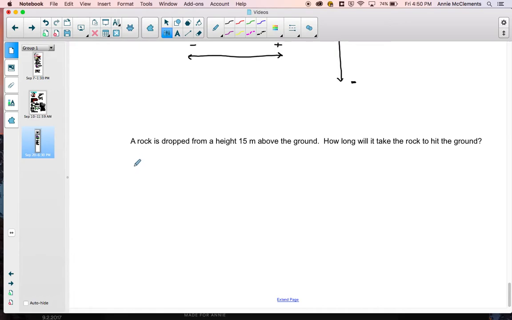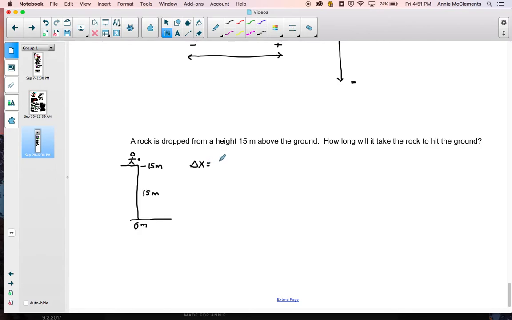Well, we're given a height. I like to draw a picture here. So 15 meters. Here's the ground. And maybe we've got a guy up here on a cliff and he's dropping a rock. So this is 15 meters. Down here is 0 meters. So in telling us that it's a height of 15 meters, we're actually given the displacement.